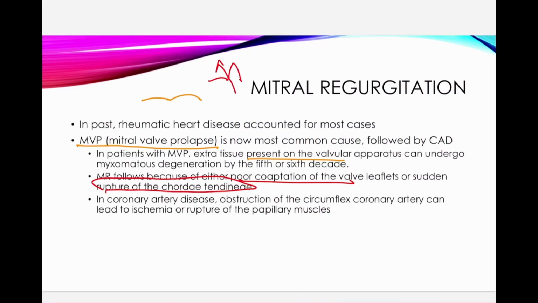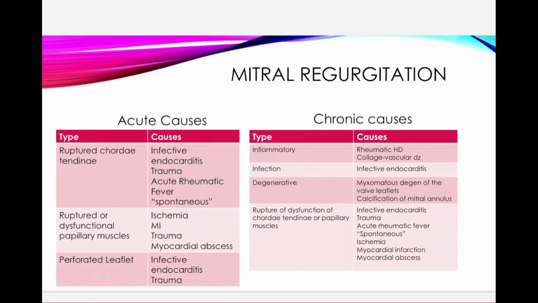One of the causes is they ruptured the chordae tendineae, and that valve is just flopping around now, going into overt heart failure. So acute causes: ruptured chordae tendineae, ruptured or dysfunctional papillary muscles. Remember, the chordae tendineae attach to the papillary muscle, which attaches to the wall of the ventricle. Or a perforated leaflet: endocarditis eats through the valve, causing little holes to form, and you have a leaky valve.